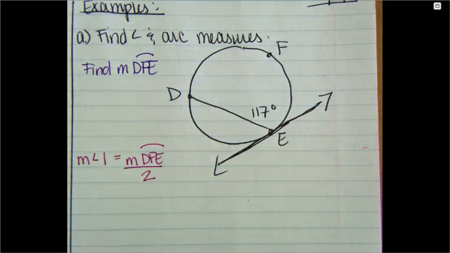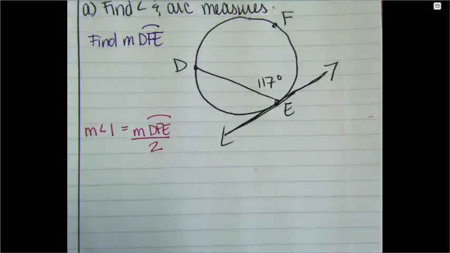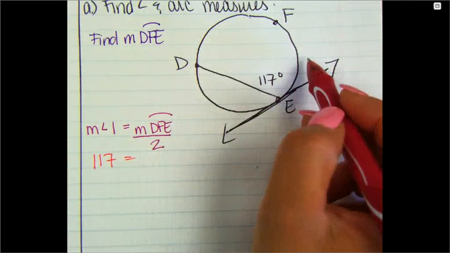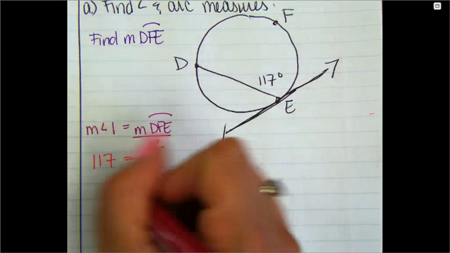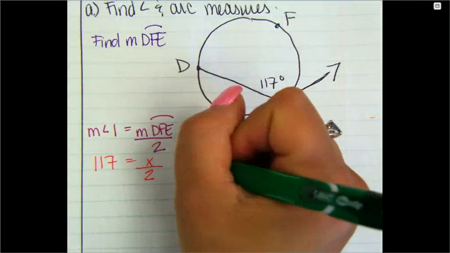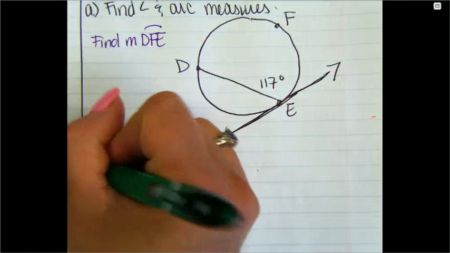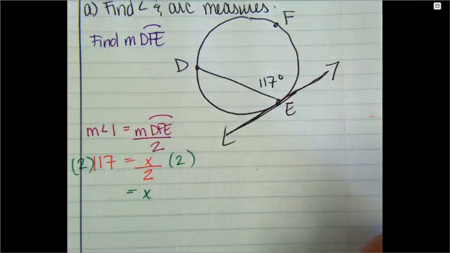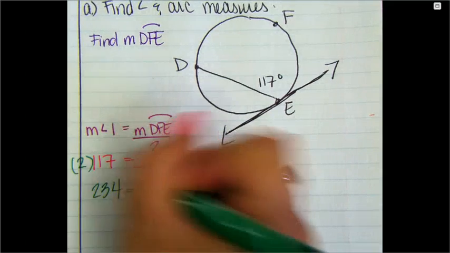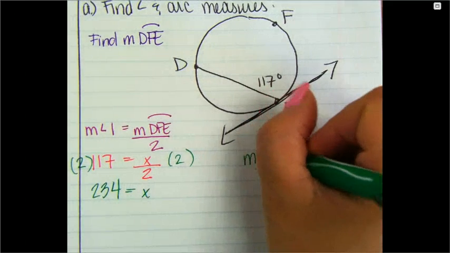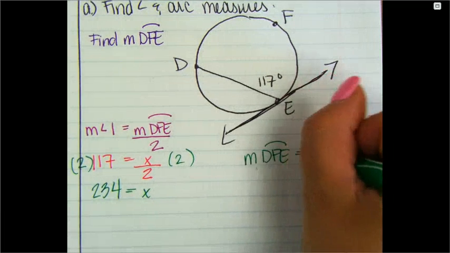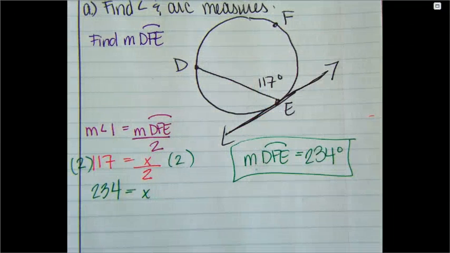Do you know the measure of angle 1? How much is it? 117. Do you know the arc? No, so what do you call something you don't know? X over 2. How do you solve this? Multiply by 2. So x equals what? 234. So the measure of arc DFE is equal to 234 degrees. Who had it right?